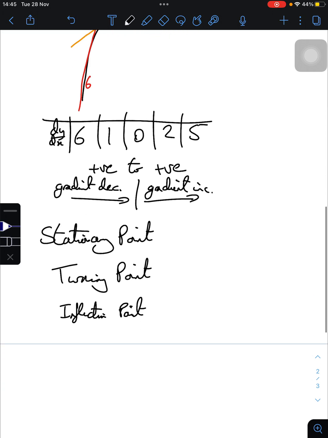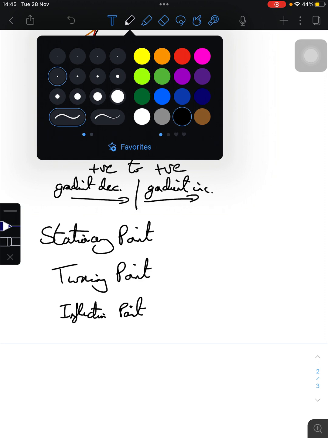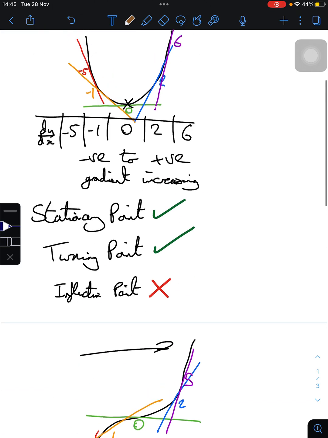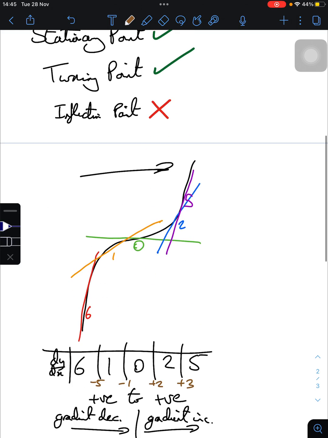So, we can almost think of our changes in a different color. We're running out of colors. Let's go -5, -1, and now +2, and now +3. Whereas in this case here, we're just increasing the whole time. So +4, +1, +2, +4. So it's the change of the change.